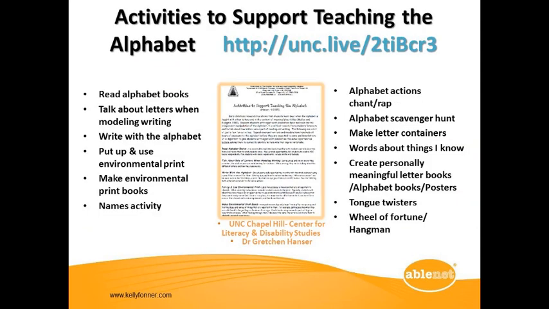And if you're looking for extension activities, I've added this handout into the set of handouts for this session. You can also go to the University of North Carolina's website and get this handout from Gretchen Hanser on the different kinds of activities that help support teaching the alphabet. So not just reading alphabet books, but talking about the letters while you're doing writing. We're going to talk about that here.